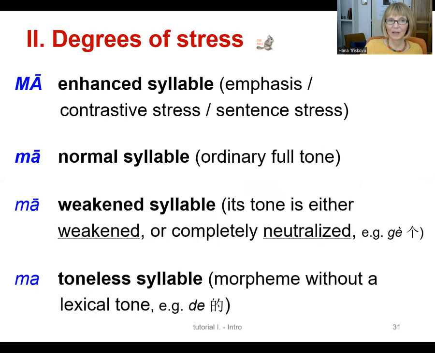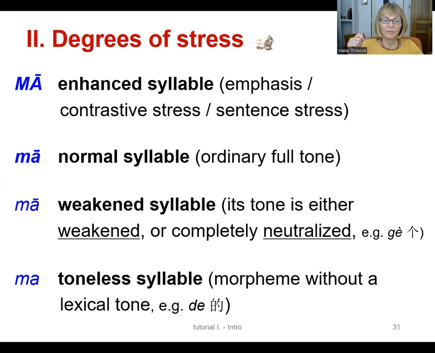Now, degrees of stress. CHIPROT adopts four degrees of stress. The most prominent one is an enhanced syllable. That's the most prominent syllable, most conspicuous syllable in the whole utterance or prosodic phrase. Such syllables are in capital letters, they are in bold, and they carry a tone mark.